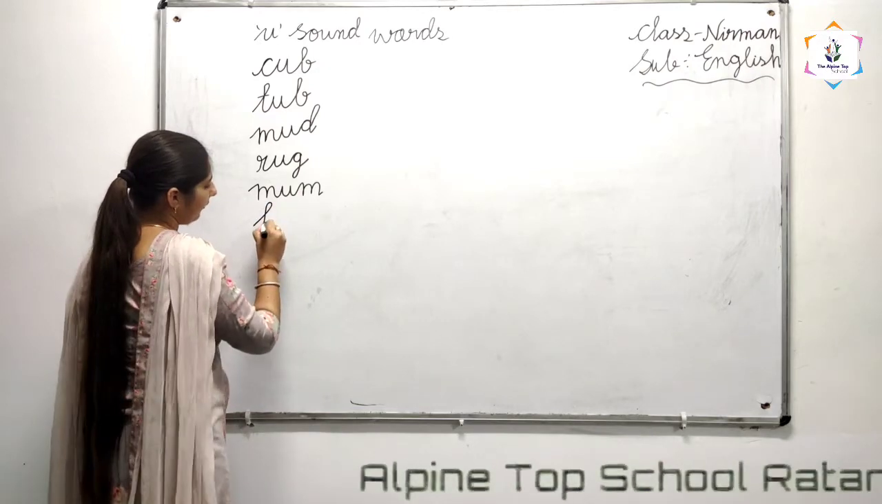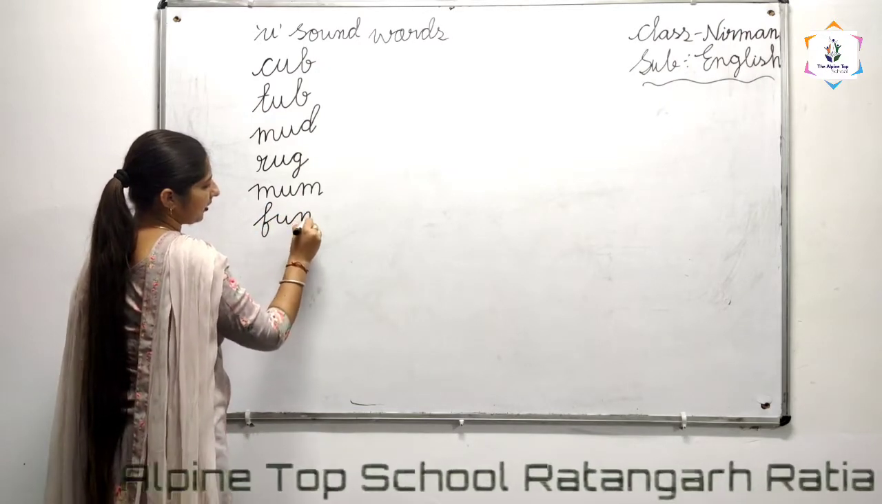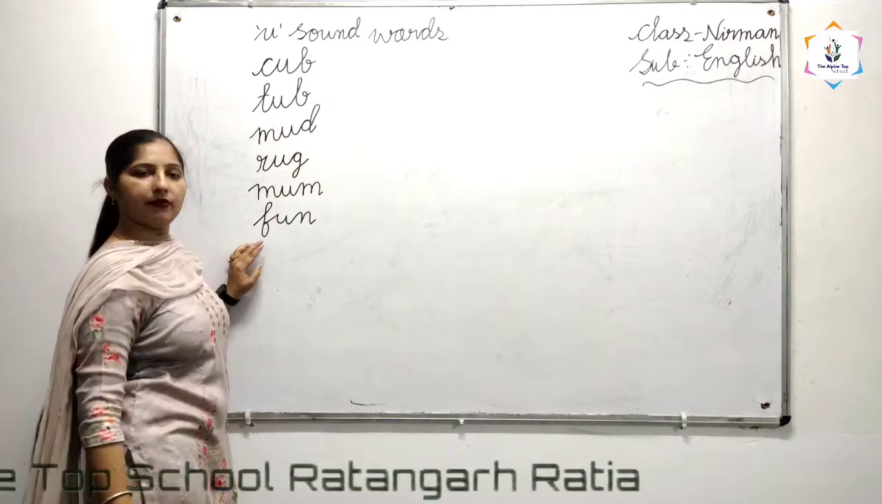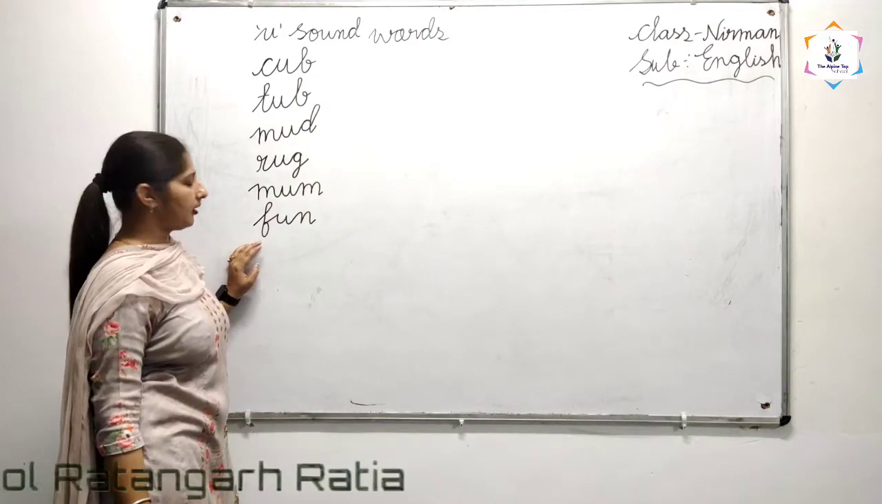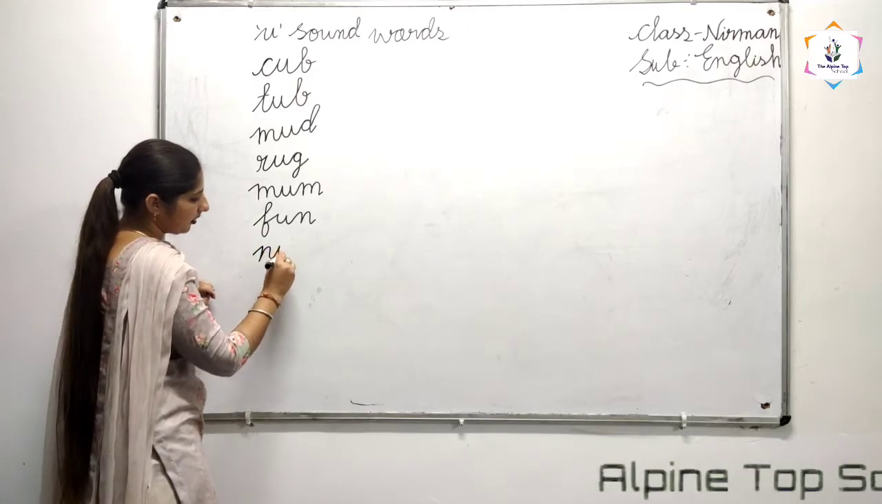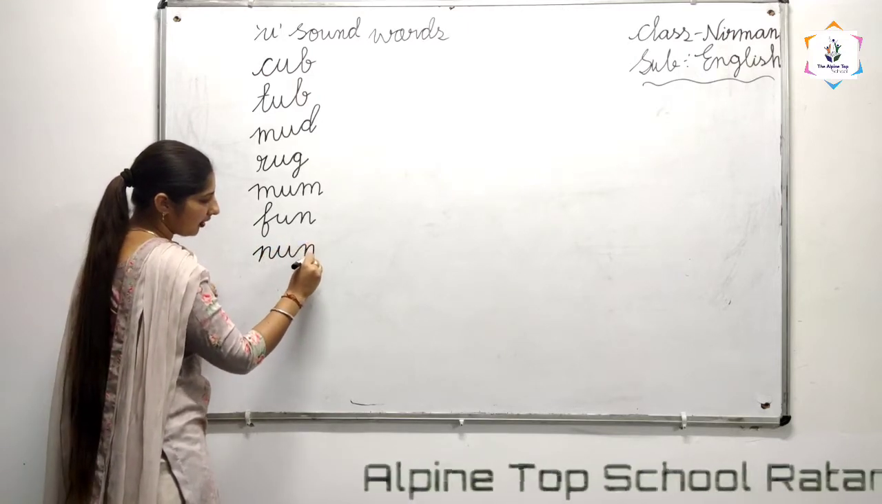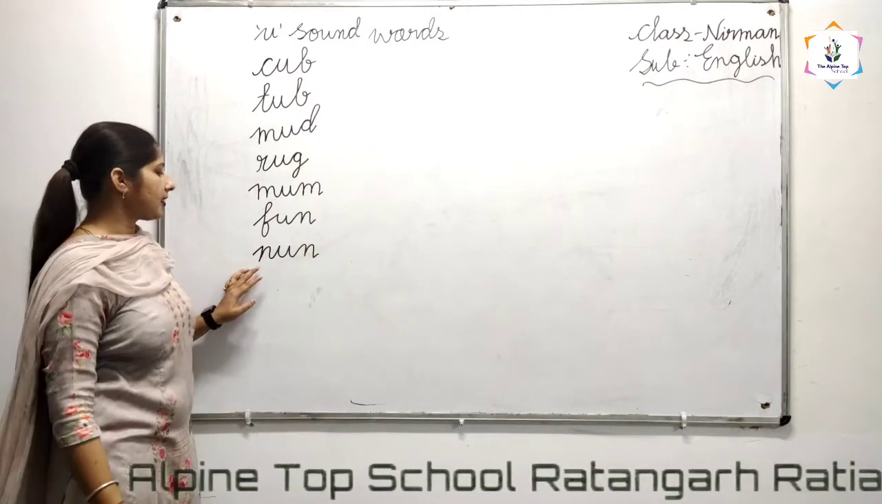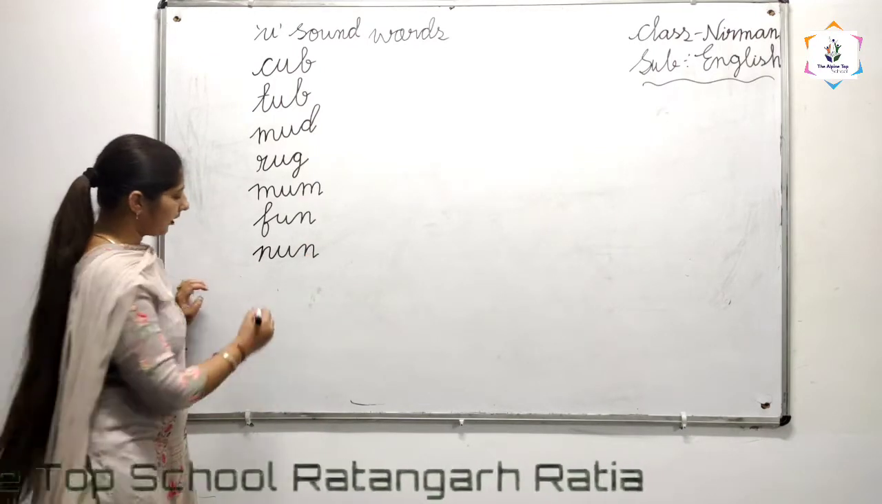Now write F, U, N, fun. F, U, N, fun. After fun, N, U, N. It's nun. N, U, N, nun.